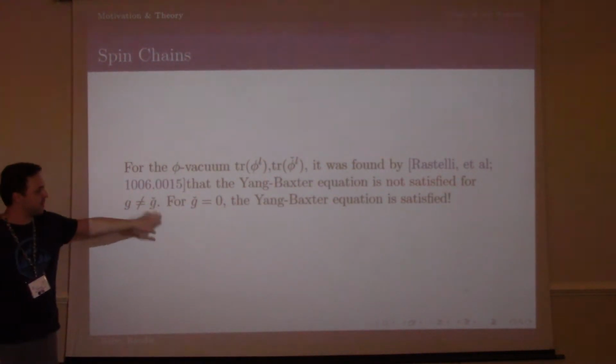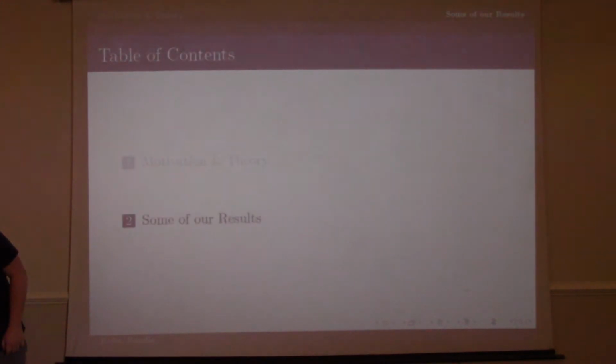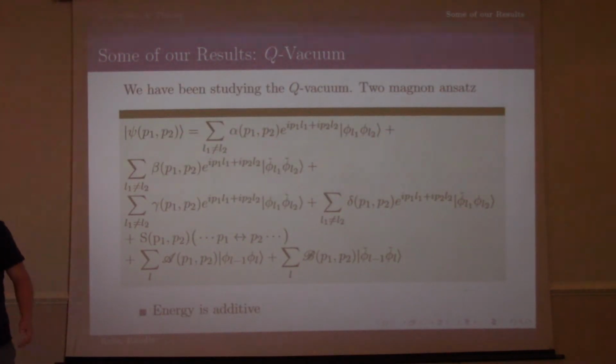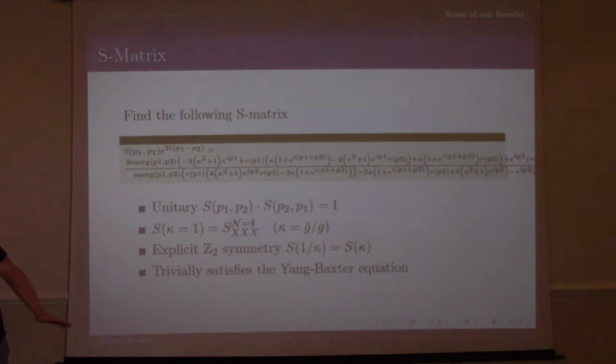To say something about integrability now is too soon. Okay, so just briefly, some of our results that we've also been looking at. We've studied the Q vacuum. This is the two magnon ansatz. It's a bit more complicated due to index structure, but it's got some nice properties: the energy is additive. We calculated the S matrix.